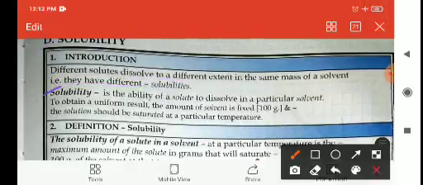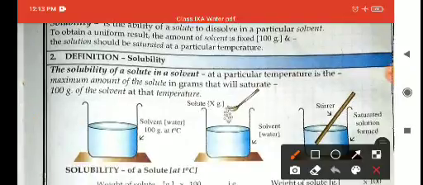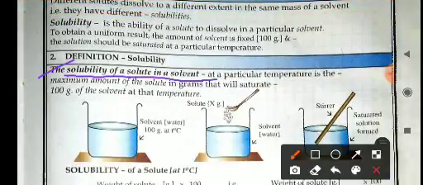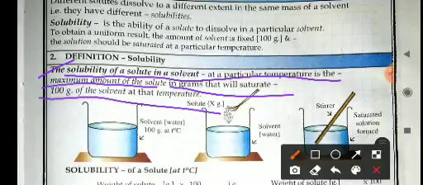So solubility is the ability of a solute to dissolve in a particular solvent. When we dissolve a solute in a particular solvent, this process is called solubility. To obtain a uniform result, the amount of solvent is taken as 100 gram and the solution should be saturated at a particular temperature. Definition of solubility: the solubility of a solute at a particular temperature is the maximum amount of the solute in gram that will saturate 100 gram of the solvent at that temperature.